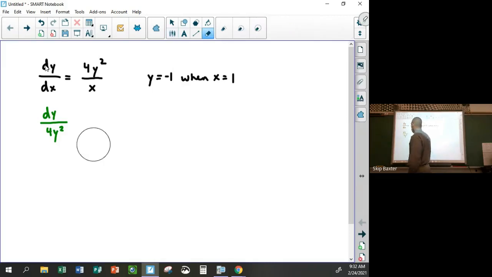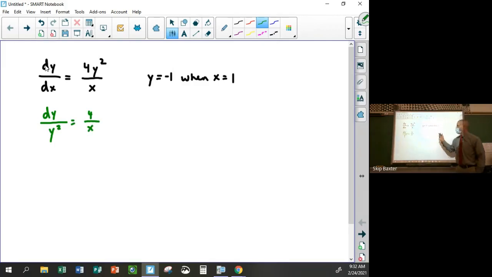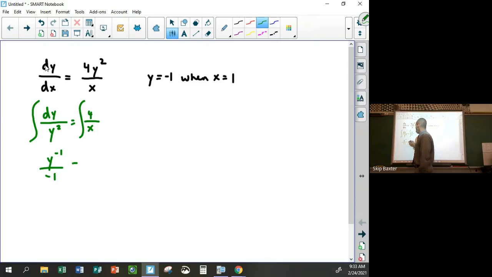or actually let's just have it be dy over y squared equals 4 over x dx. Doesn't matter, you could leave the 4 on the right or you can move the 4 to the left. Integrate both sides. This is y to the -2, so its integral would be y to the -1 over -1. And on the right, this would be 4 ln x plus c. So then you use this initial value information to find the value of c.